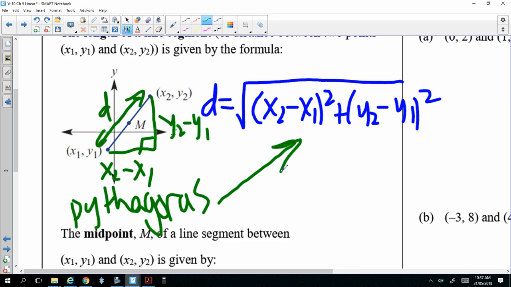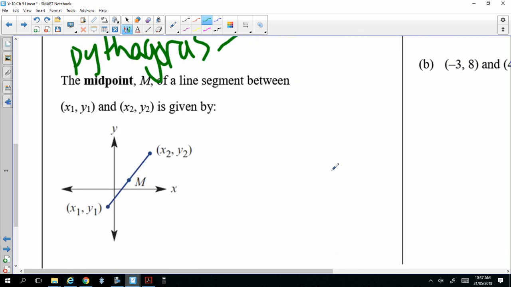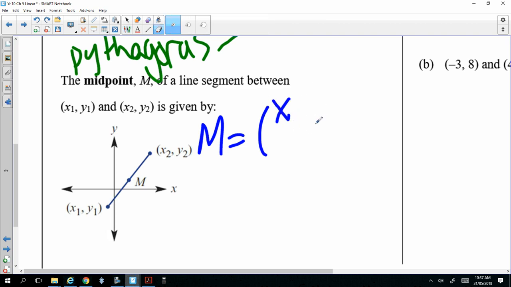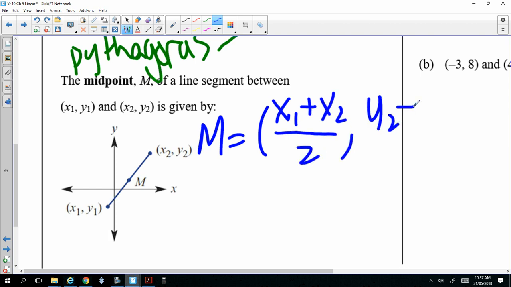All right, good. Let's start with the first question. And then we'll write down the midpoint. Midpoint is the average of the two x values. So capital M for midpoint, x1 plus x2 over 2, comma, y1 plus y2 over 2. It's a coordinate, so that's why there's a comma. It gives you the x and y value of the midpoint.